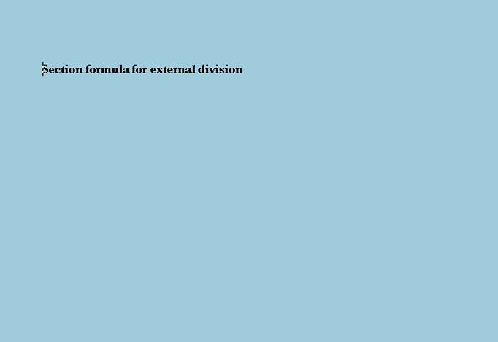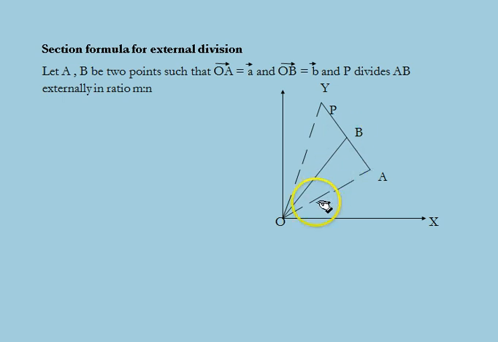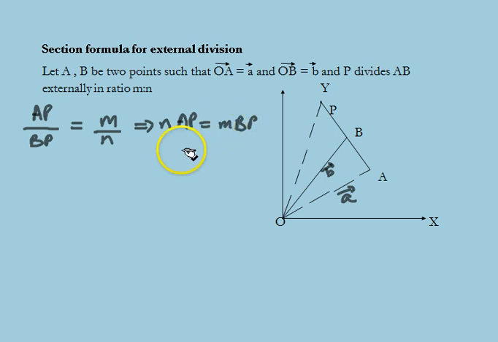Next we are going to discuss the section formula for external division. For this let us consider two points A, B such that vector OA is equal to vector A and vector OB is equal to vector B. Now let us suppose point P divides the line segment AB produced externally in ratio m is to n. Then the ratio of AP by BP is equal to m by n, which implies that n into AP is equal to m into BP, which can be written as n into vector AP is equal to m into vector BP, since A, B, P lie on the same straight line.